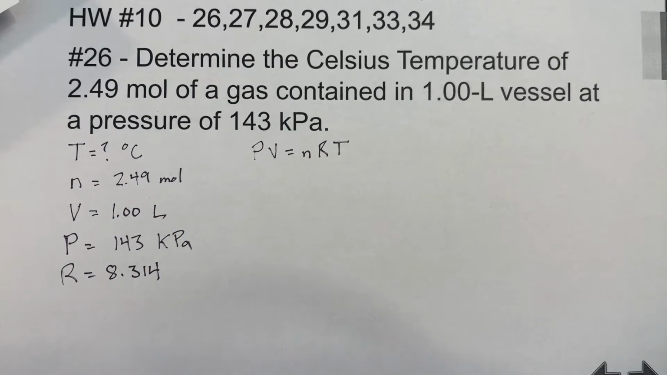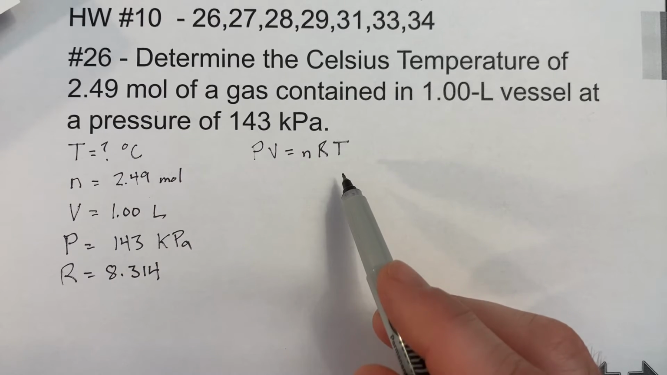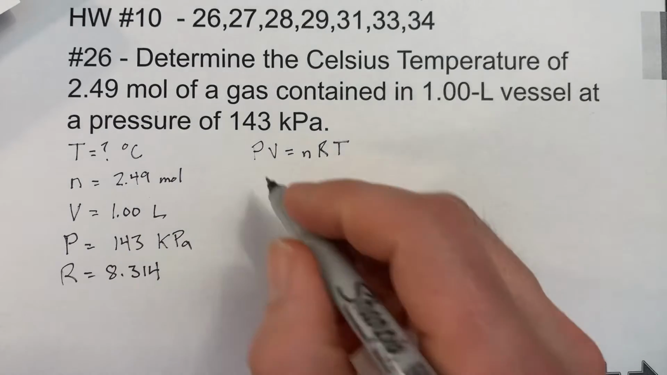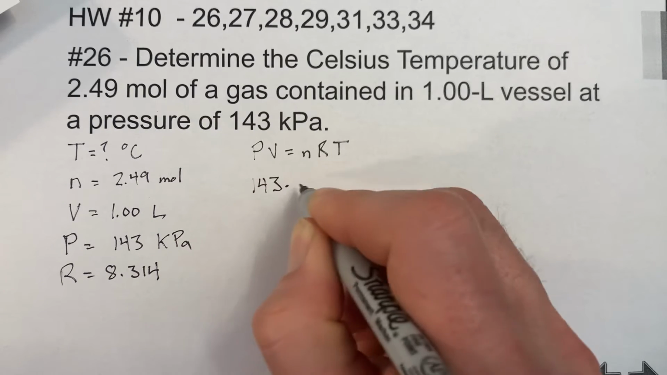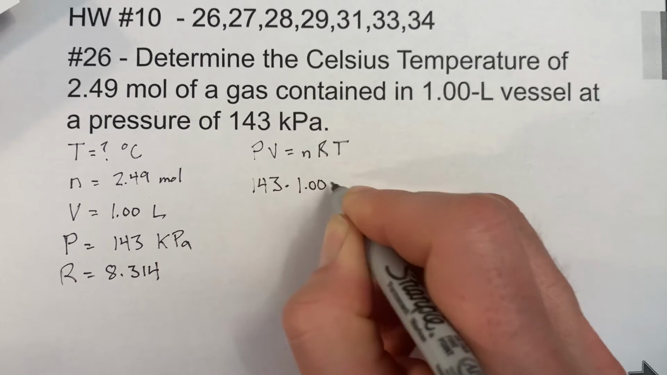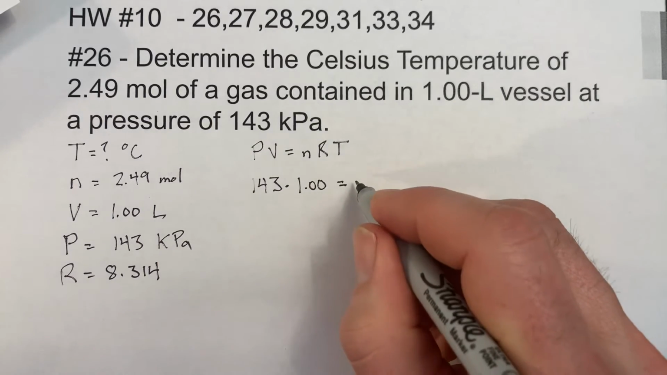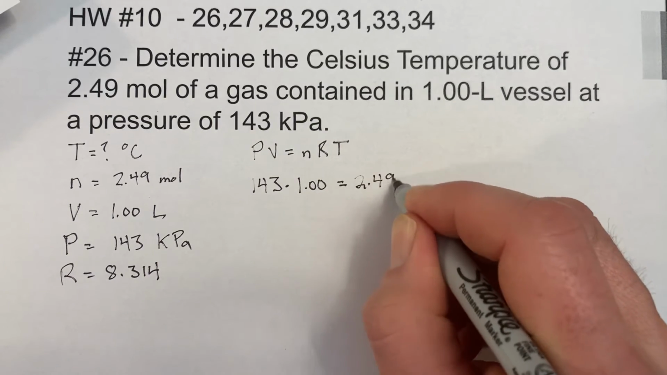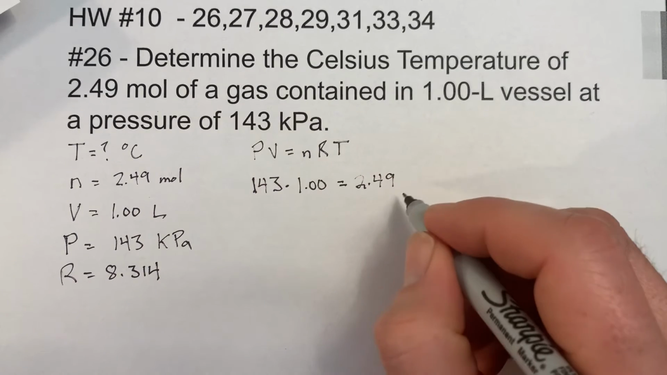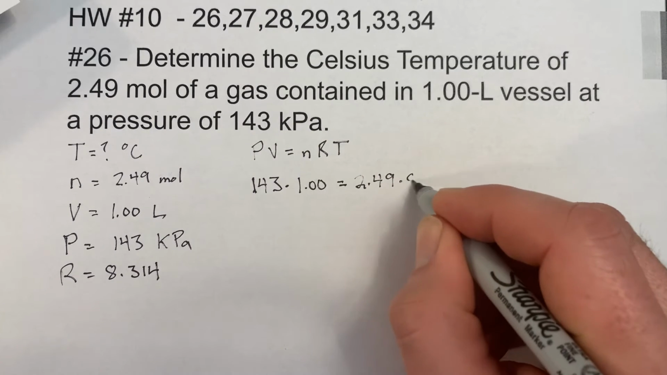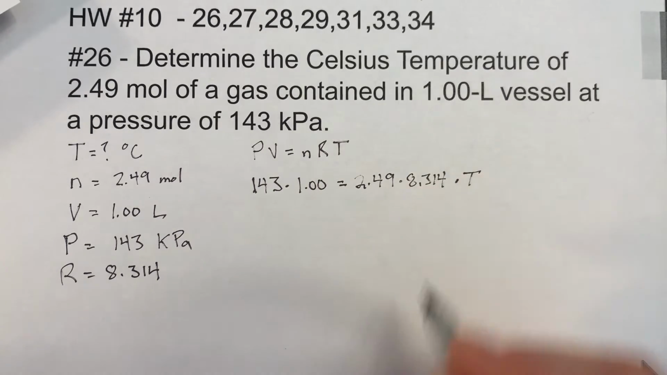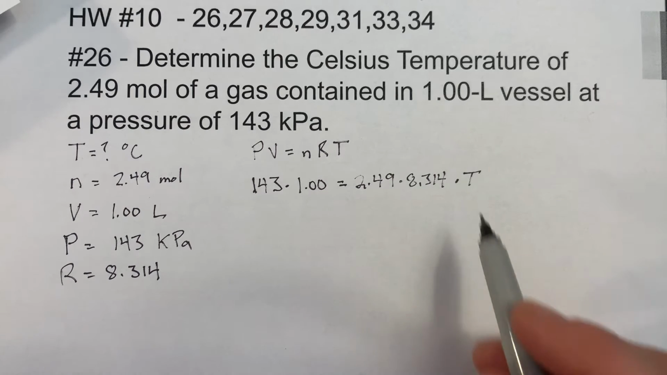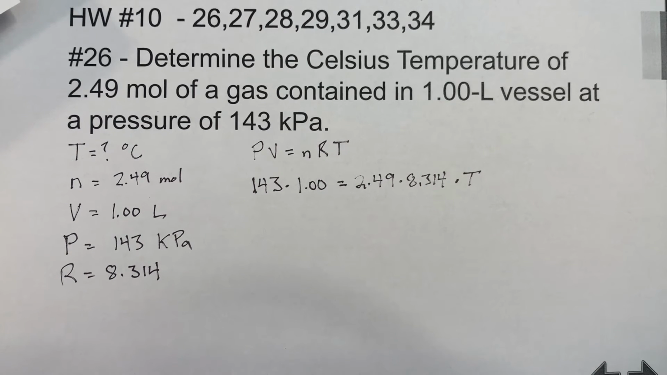I now know everything I need to solve this problem, so let's start plugging in some things. P here is 143, times the volume, which is 1.00, equals my moles, which is 2.49, times R, which is 8.314, times my temperature. My temperature is kind of like my x. This is what I want to solve for here.